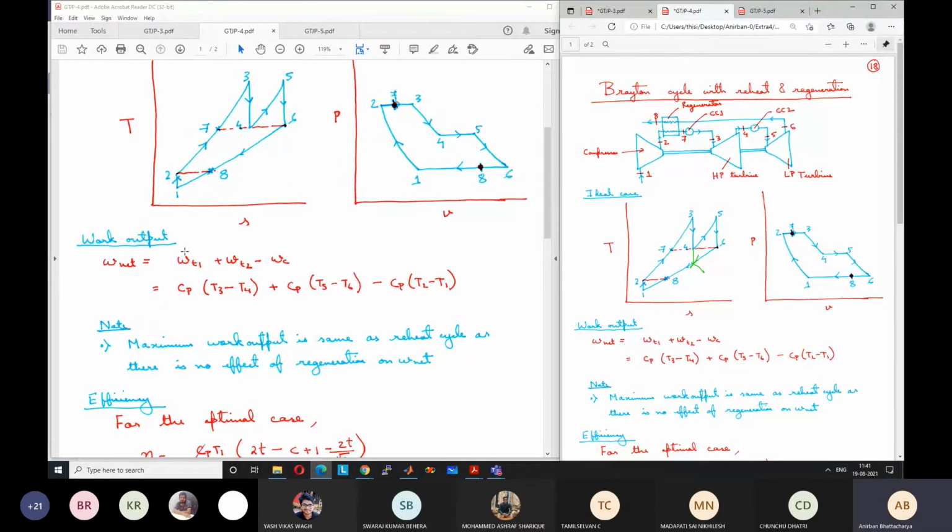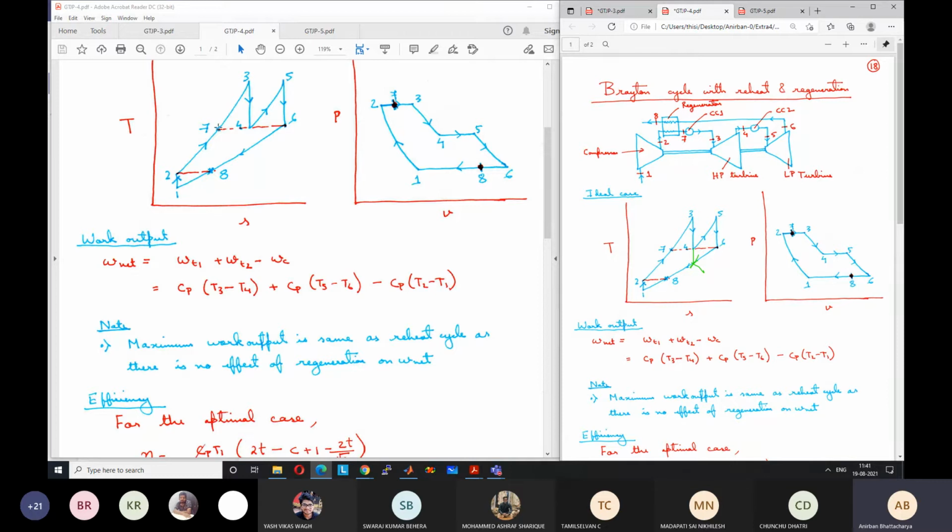So what is the work output from this? W net is equal to WT1 plus WT2 minus WC. Work output does not change as compared to the reheat cycle. Okay, so Cp(T3 minus T4) plus Cp(T5 minus T6) minus Cp(T2 minus T1).